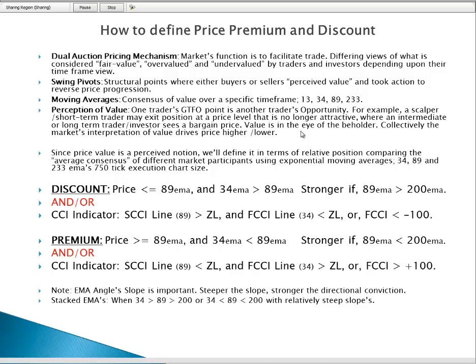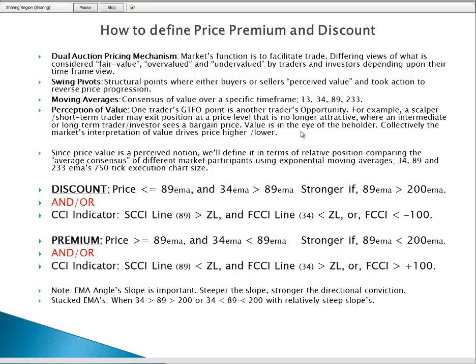Now, a lot of people don't view it this way, but a moving average is a consensus of value. It's an average price over a period of time. The key moving averages we use in our work are the 13, 34, 89, and 233, all exponential, because we want to weight everything to the most current period. We don't use simple moving averages.